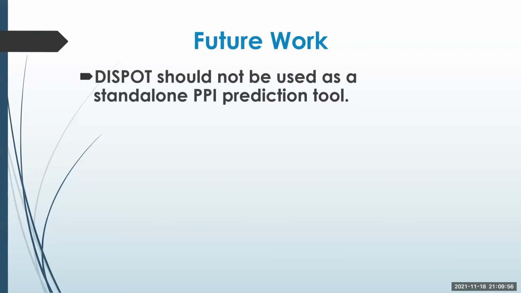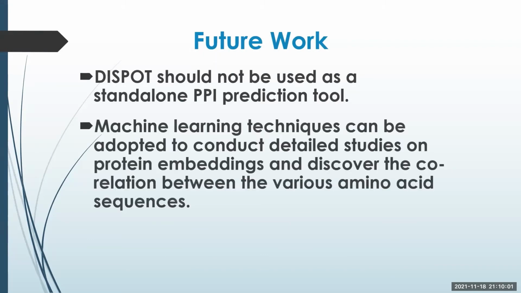To bridge the gap of this project, future work can include not using this tool as a standalone protein-protein interaction prediction tool, and furthermore, machine learning techniques can be adopted to conduct detailed studies on protein embedding and discover the correlation between the various amino acid sequences that have already been retrieved in this project.